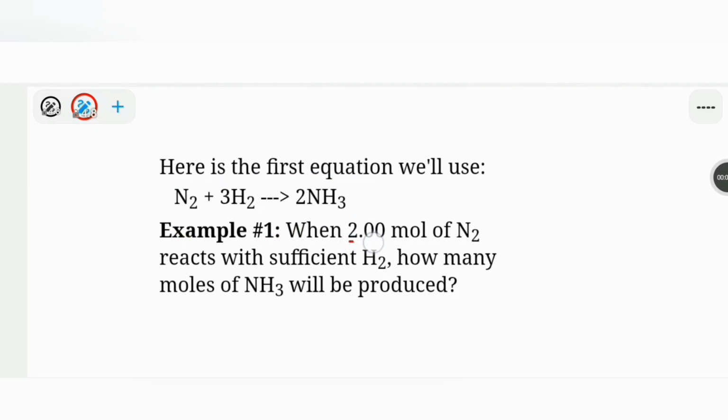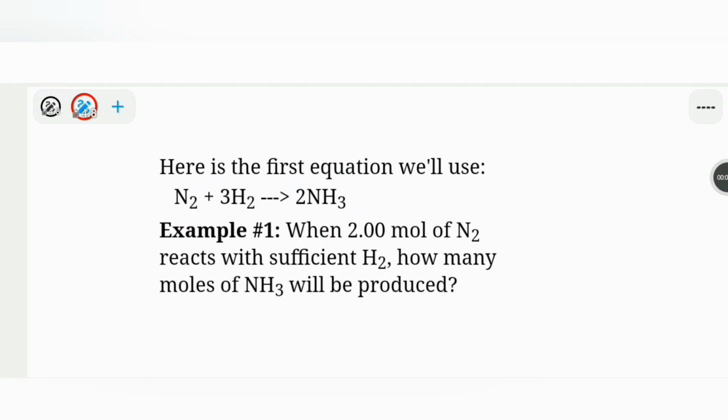When 2 moles of N2, nitrogen gas, reacts with sufficient H2, how many moles of NH3 will be produced? NH3 is ammonia. This is hydrogen, nitrogen, and ammonia. So we have to use this equation to know how many moles of NH3 will be produced when 2 moles of N2 react with sufficient H2. In this problem, the amount of H2 is in excess, while N2 is limited. So nothing concerns you with the H2 for now, because we're told that it is sufficient. Our focus will be on N2 and what we want to find, which is NH3.